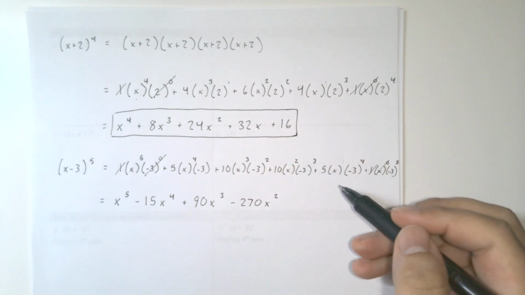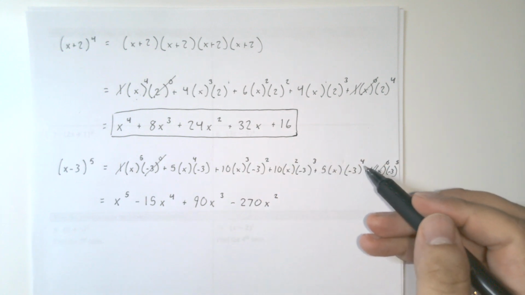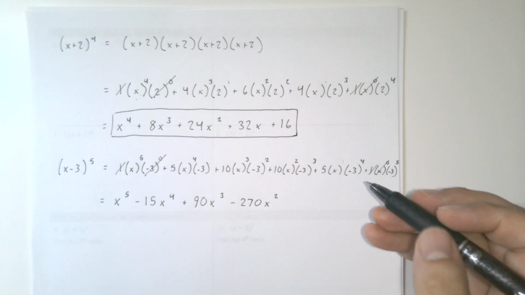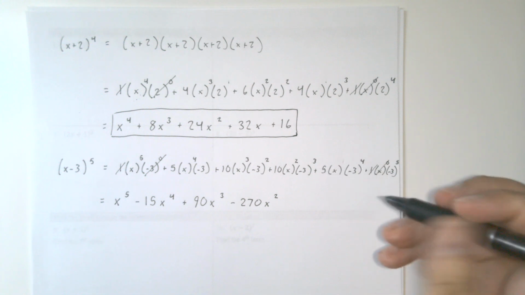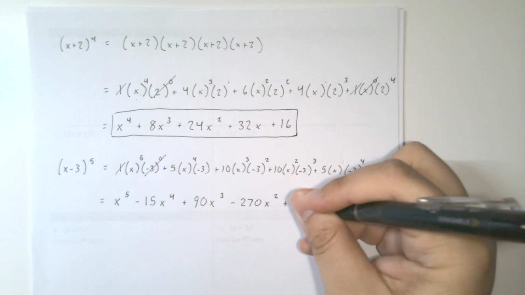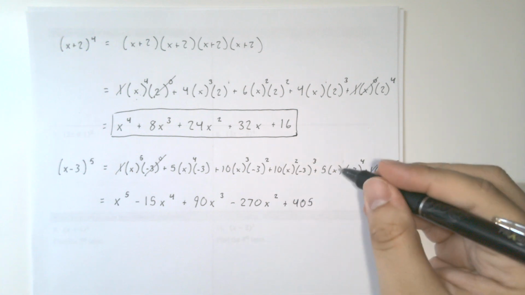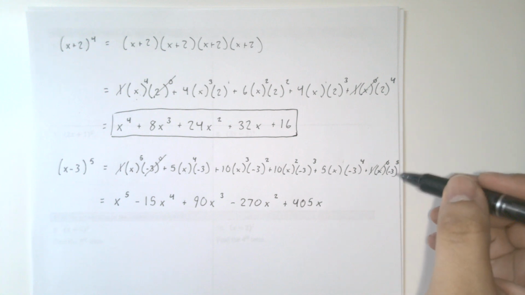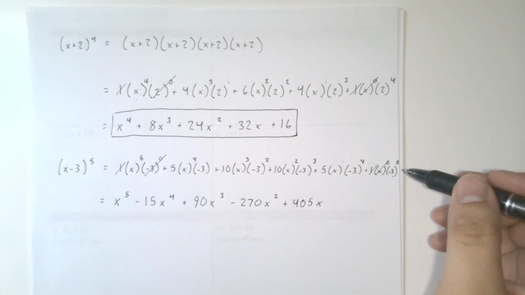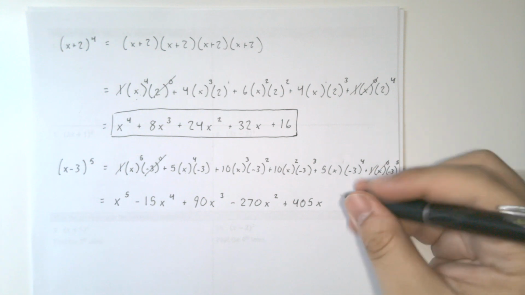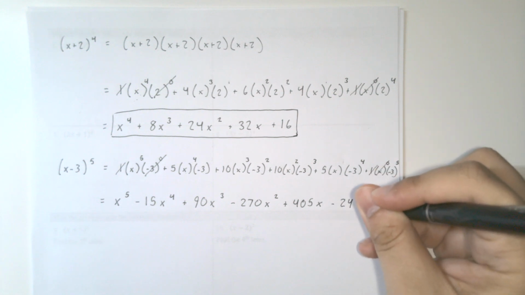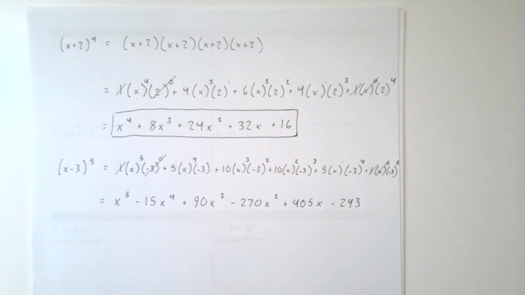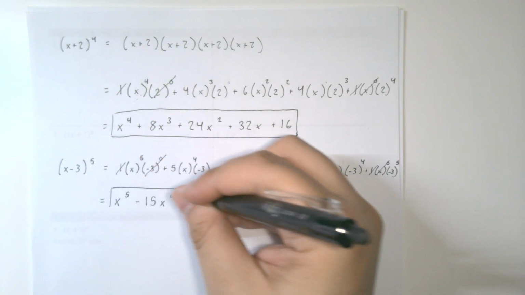X squared. Then we have negative 3 to the 4th, which is going to be positive 81. And then 81 times 5 is 405, and that's times x. And lastly, we have negative 3 to the 5th, which is negative 243. And so, we're already done. This is our final answer.